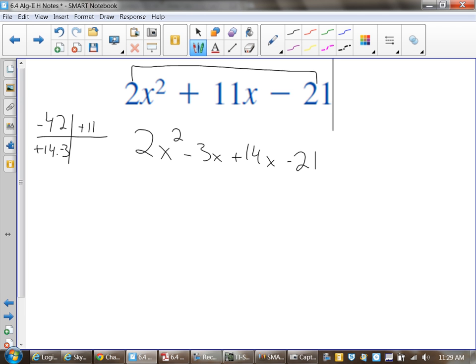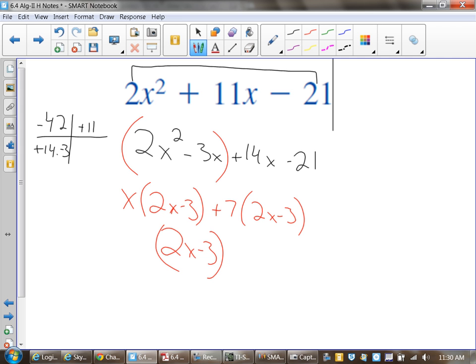Remember, what we're doing here is creating 4 terms. Whenever you have 4 terms, we do what's called factoring by grouping. We're going to do the GCFs of both of these. GCF of 2x squared and 3x is x. I'm left with 2x minus 3. Over there, the GCF is 7, and I'm left with 2x minus 3. Are those two things in the parentheses the same? Yep, that's a good sign. Write it down, and you're done.